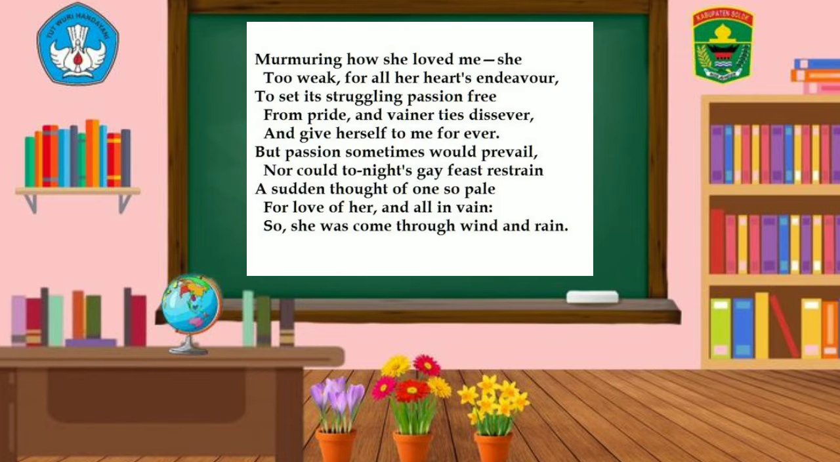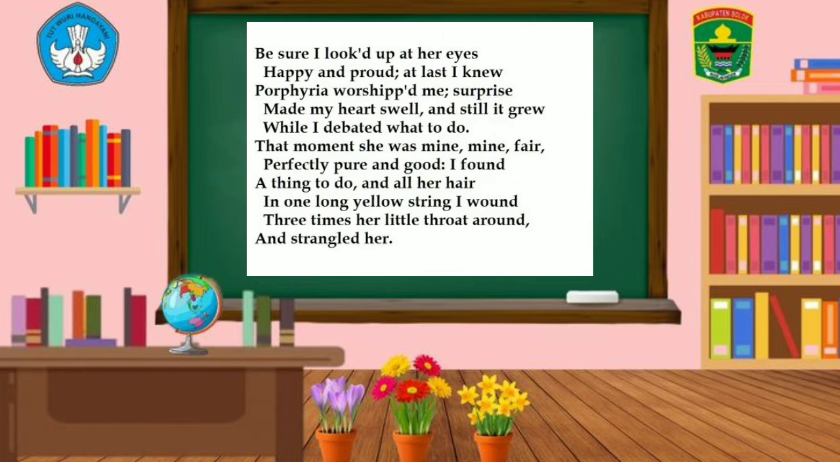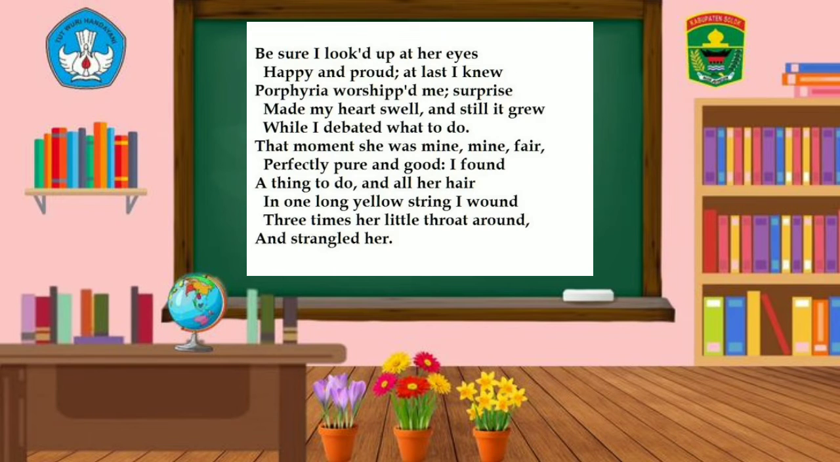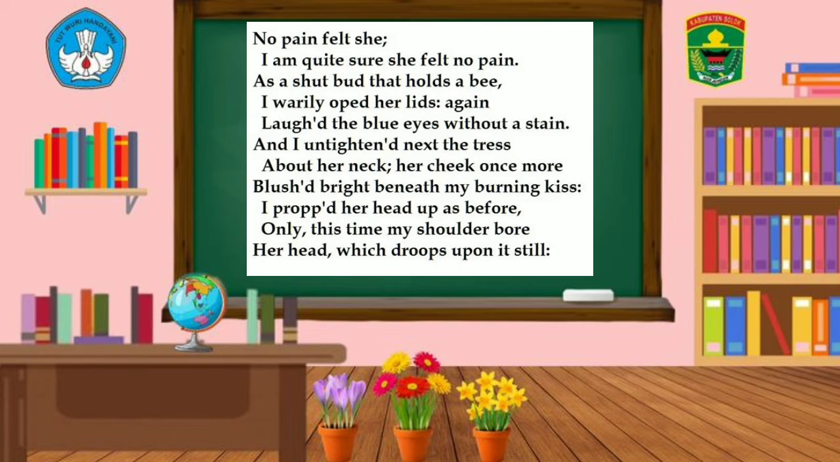So she was come through wind and rain. Be sure I looked up at her eyes, happy and proud. At last I knew Porphyria worshipped me. Surprise made my heart swell, and still it grew, while I debated what to do. That moment she was mine, mine, fair, perfectly pure and good. I found a thing to do, and all her hair in one long yellow string I wound three times her little throat around, and strangled her. No pain felt she, I am quite sure she felt no pain.